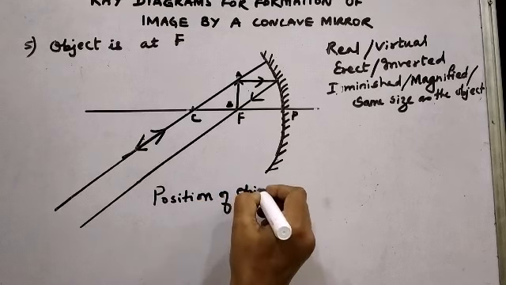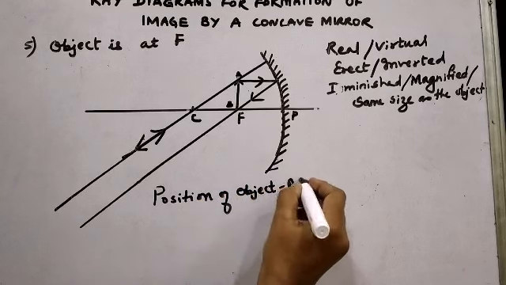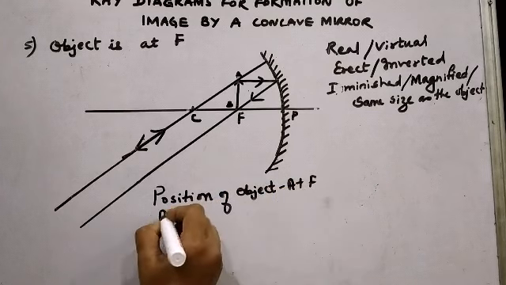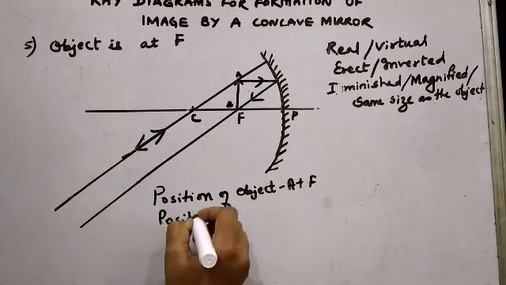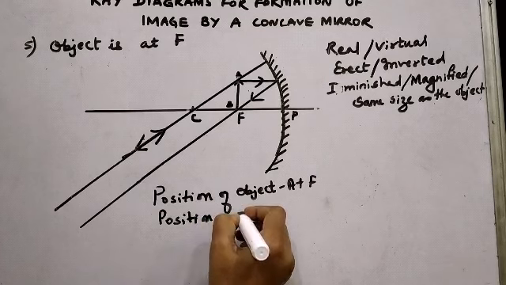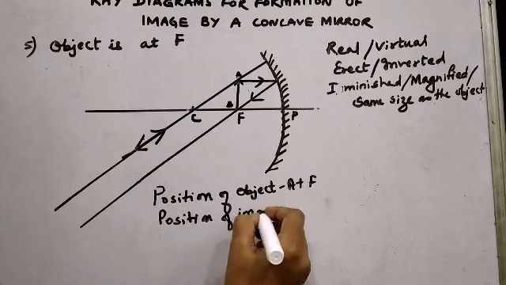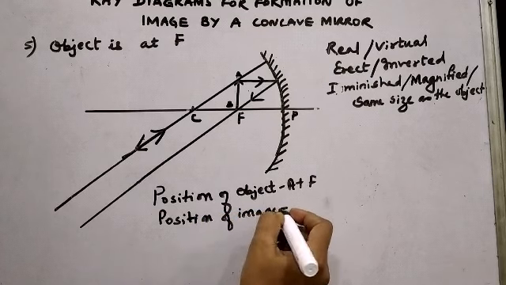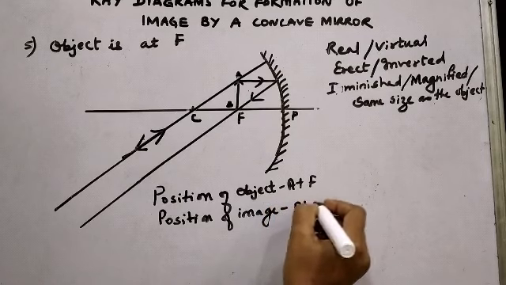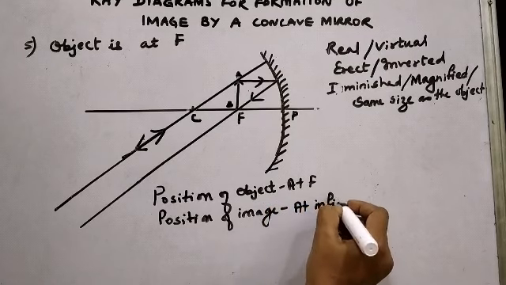So first, position of object, it is at F. Position of image, it is not possible to show here because the image is formed at a very far off point. That means image is formed at infinity.